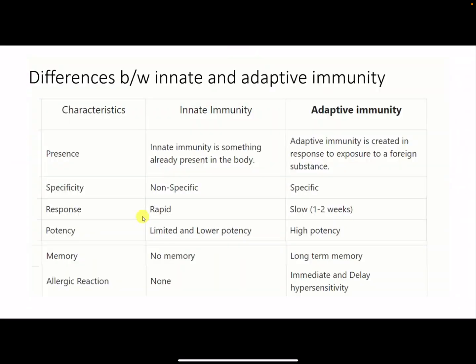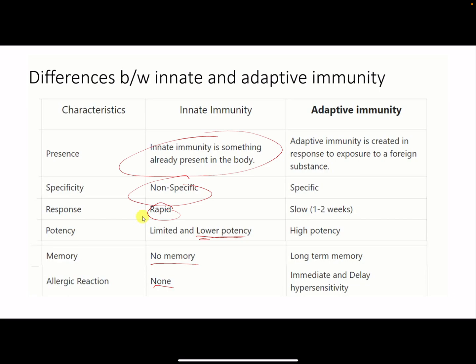So some of this we should be familiar with as well, from the MCAT and undergrad. The innate immunity is going to be something that's just normally present. You don't have to activate it. It is not specific. Because it's not as specific, it has a lower potency. It's not as effective, but it's very rapid. It has no memory, and allergic reactions have nothing to do with the innate.